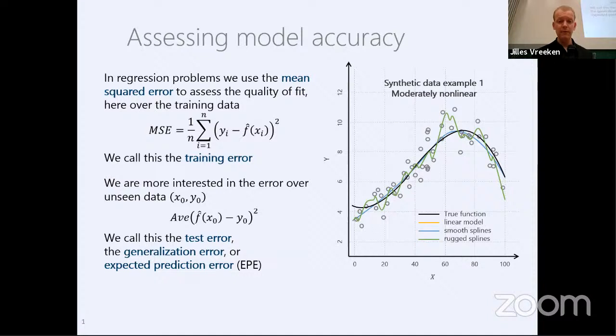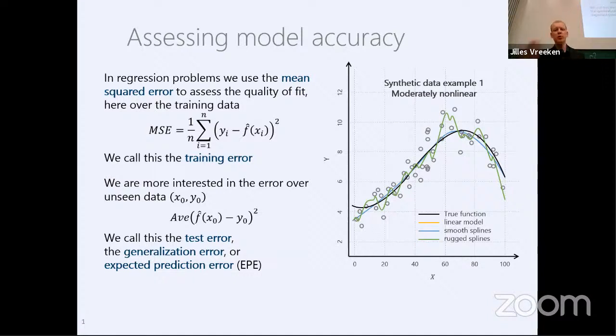Then right now you can see the blue line, which is a smooth spline, and the green line, which is a rugged spline. You can't see the linear model just yet. Right now you can. Obviously, the straight line is not the best fit. But let me just remove it for a second. The best fit in terms of error is going to be the rugged spline, the green line, right?